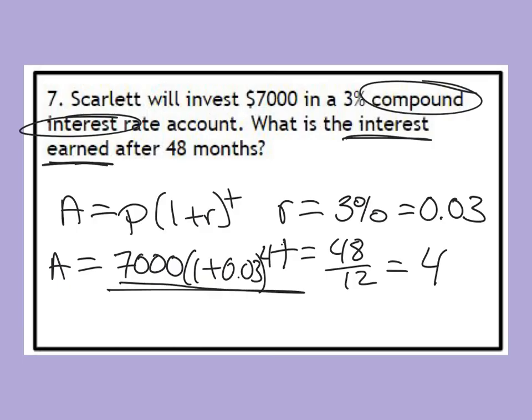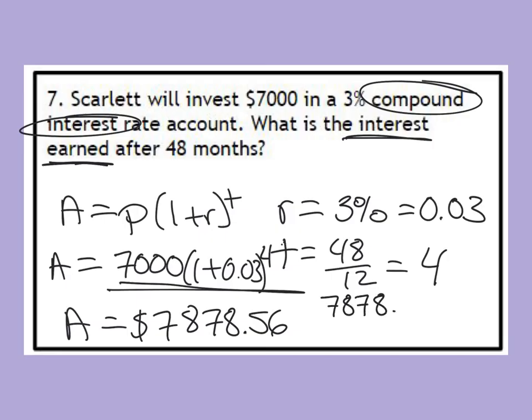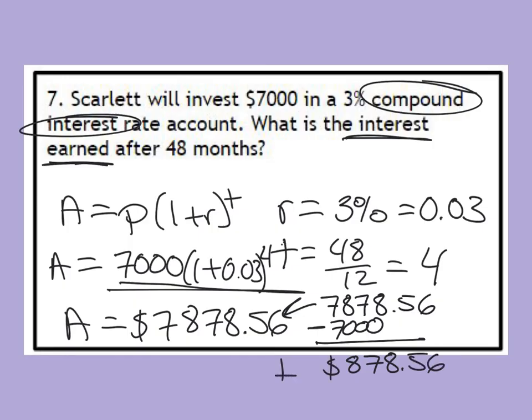So when I put this in my calculator, I'm going to get A equals $7,878.56. But I'm not done yet because I'm looking for interest earned. I have to go ahead and take my amount, which I got right there, and then subtract the $7,000, the principal, from that. So if you subtract that, you're going to get $878.56, and that's going to be your interest.